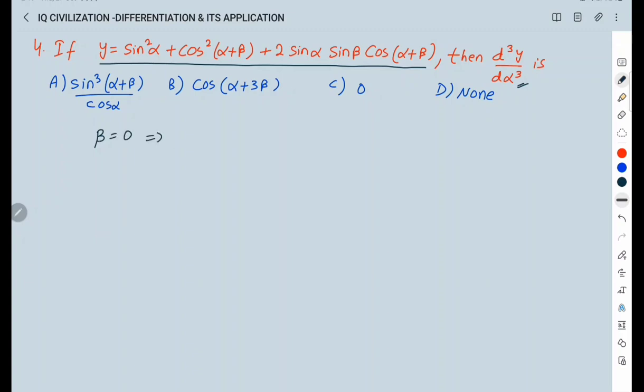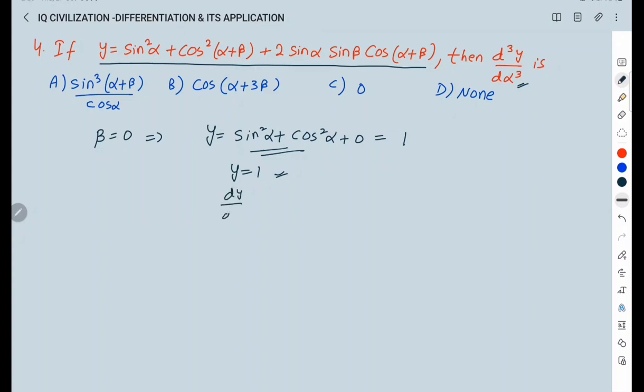Okay, so what my question will become? y is equal to sine square alpha plus cos square alpha plus 0. We know that this is an identity. My answer is 1. So directly y is equal to 1 is the reformed form of this question. So y equals 1.